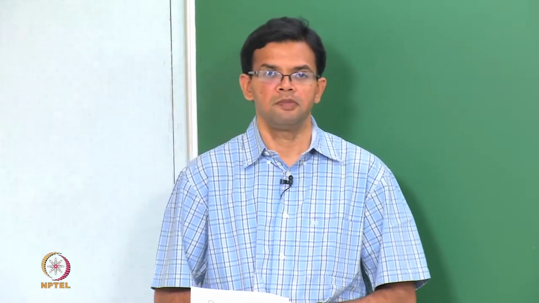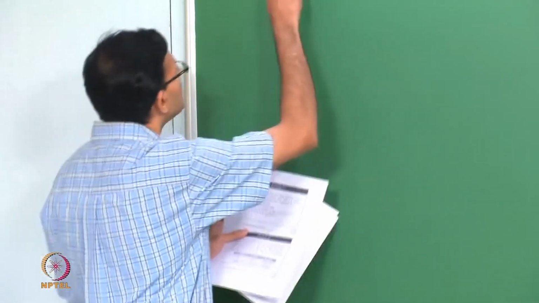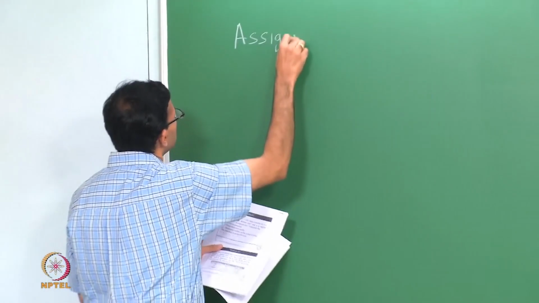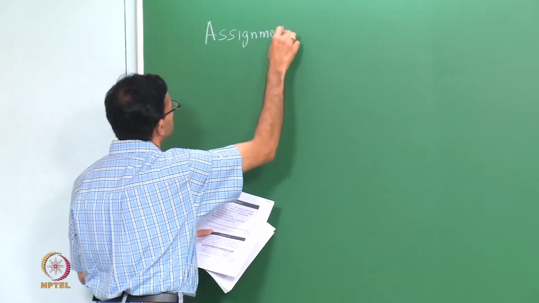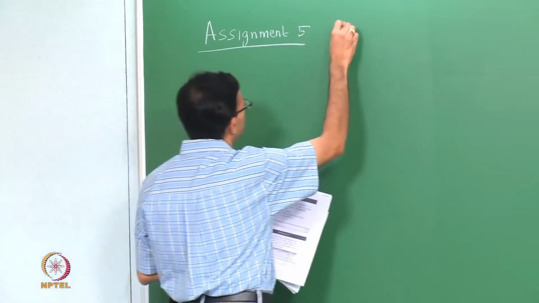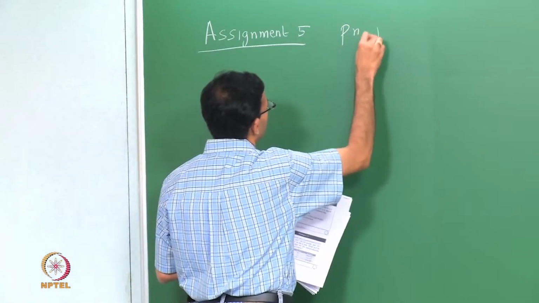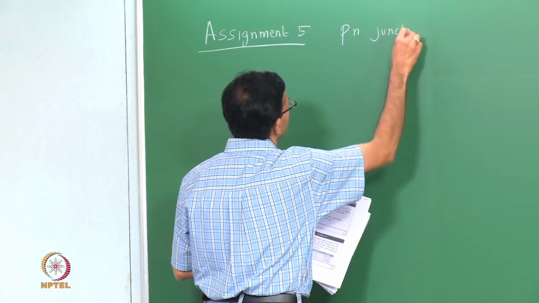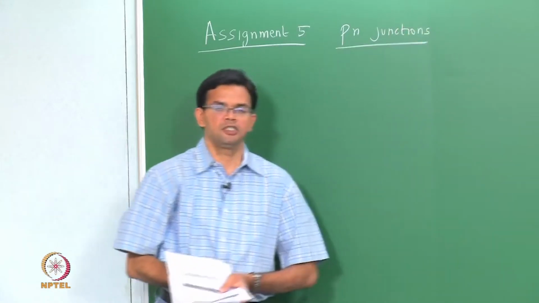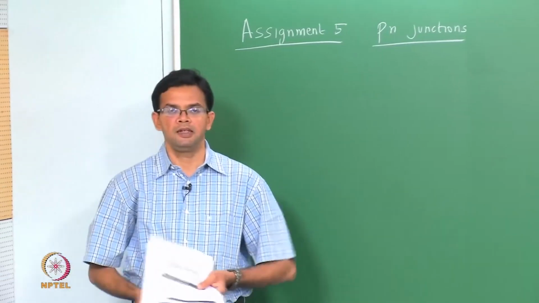In today's assignment, we are going to look at p-n junctions. This is assignment 5. In assignment 4, we looked at metal semiconductor junctions. In assignment 5, we are going to look at junctions formed between p and n type.